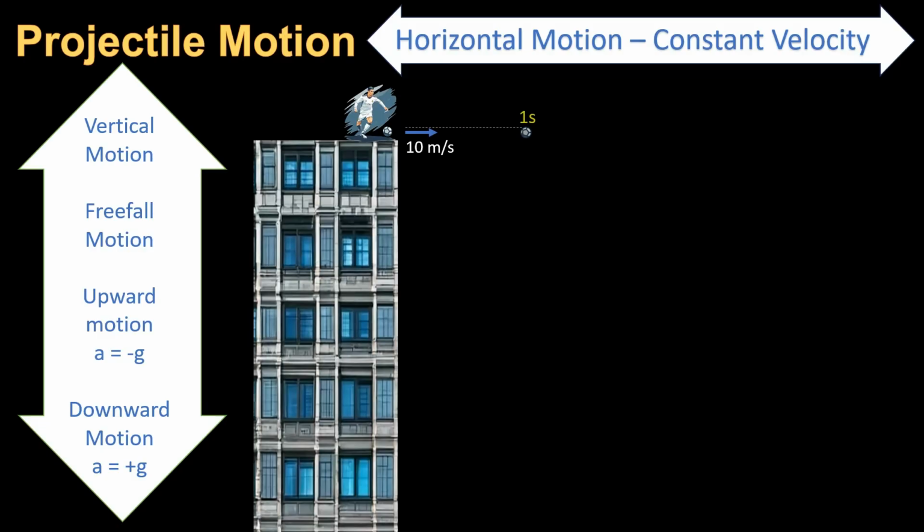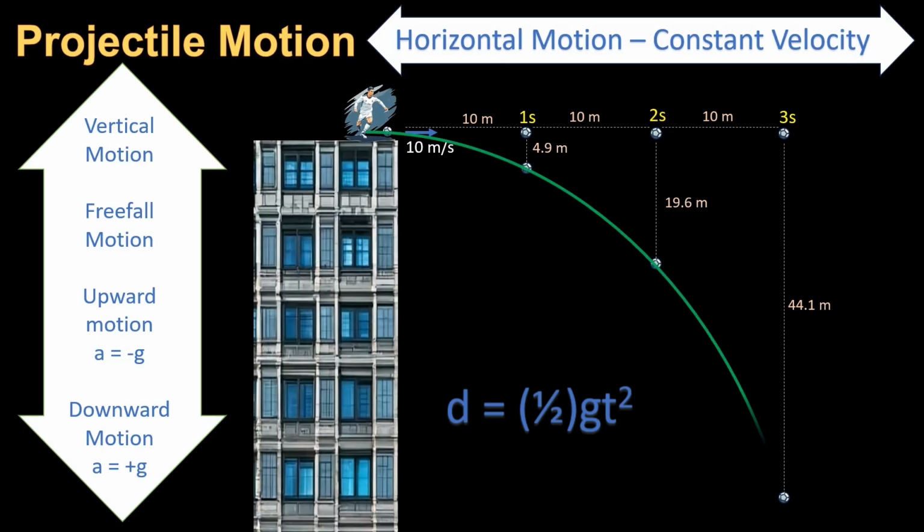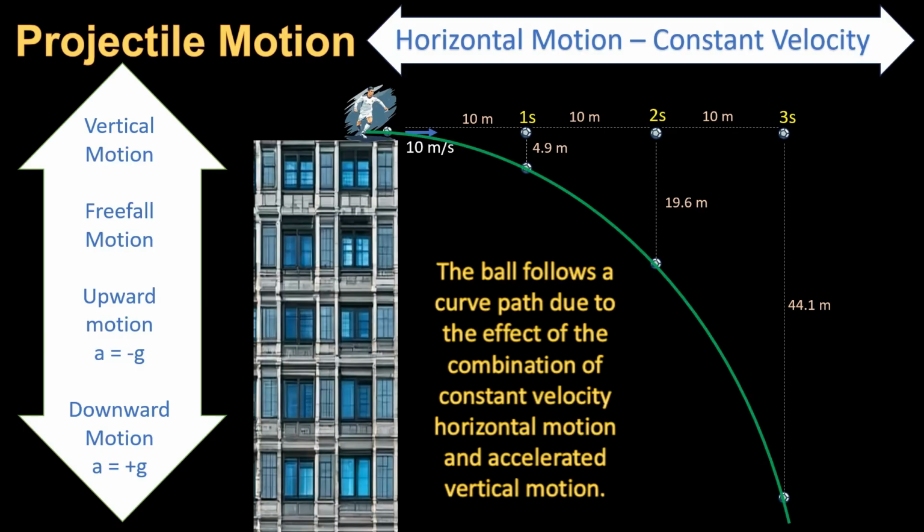A soccer player kicks a ball horizontally, giving it a horizontal velocity of 10 meters per second. So the ball will travel 10 meters horizontally every 1 second interval. For its vertical motion, we use the freefall equation for each second to calculate the height of fall. The ball will fall 4.9 meters for the first second, 19.6 meters for the next second, and 44.1 meters on the third second. The combination of horizontal constant velocity and accelerated motion in the vertical axis makes the curved trajectory of a projectile.